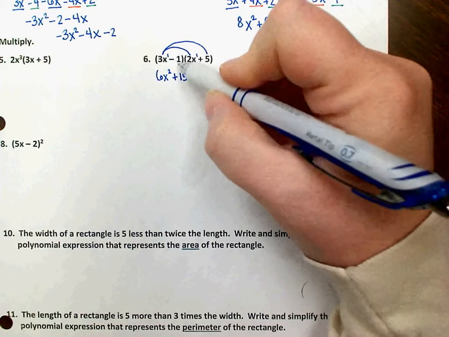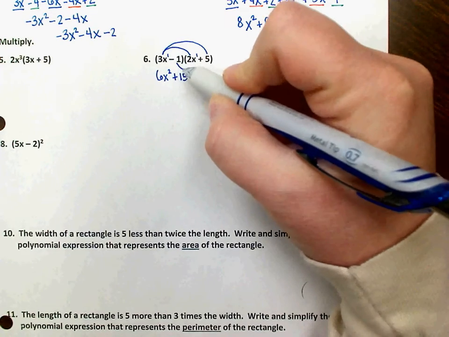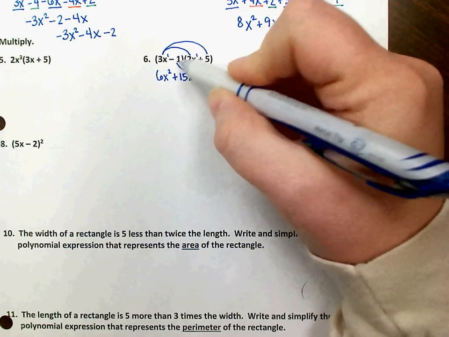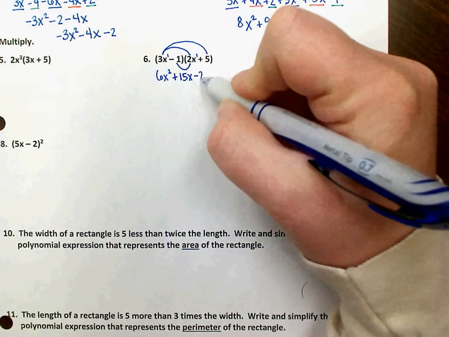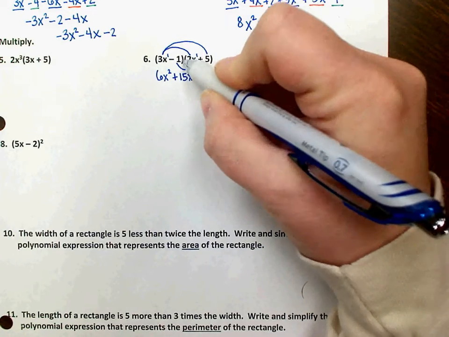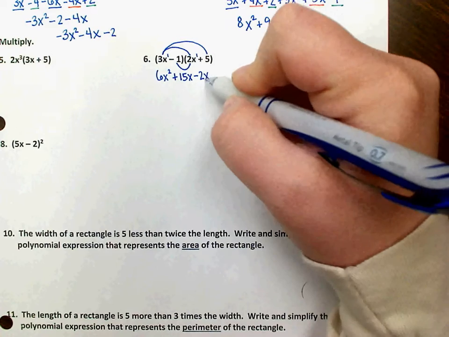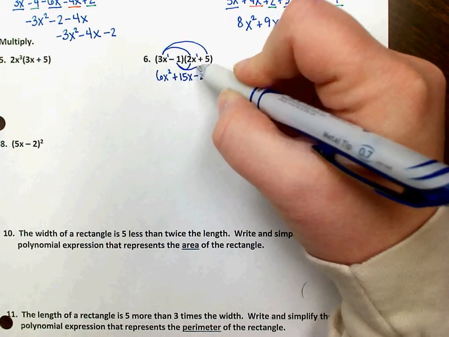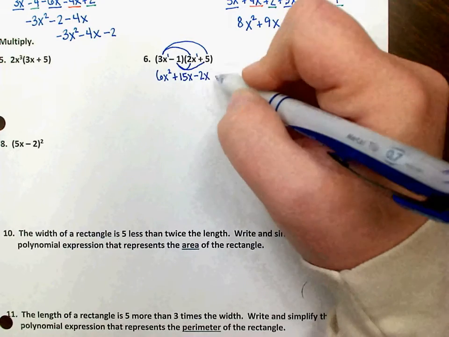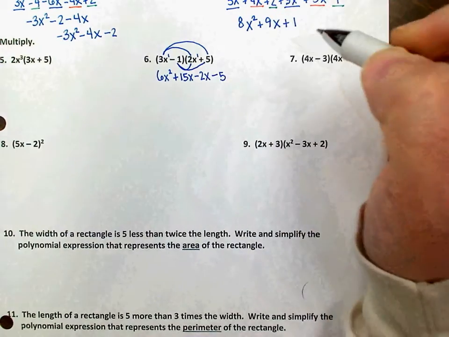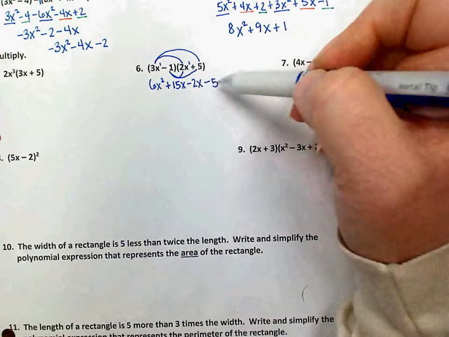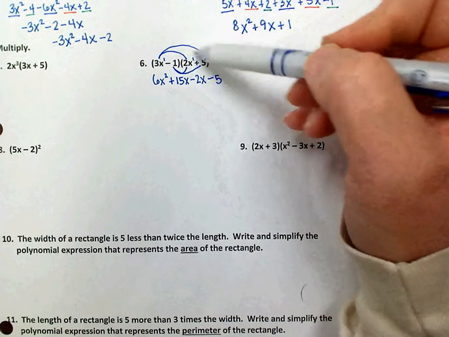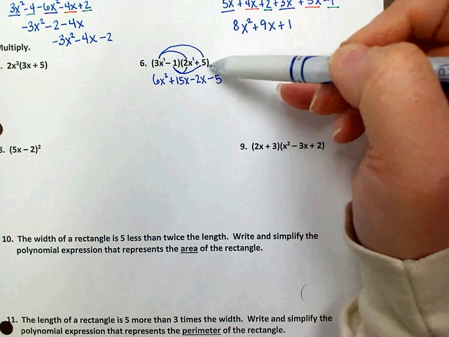Then I have to distribute the negative 1. The negative 1 times the 2x. Negative 1 times 2 is negative 2. I have an x without another x to add exponents to, so I still have an x in that term. Negative 1 has to be multiplied by the 5. Negative 1 times 5 is negative 5. There's my 4 terms, distributing the 3x and distributing the negative 1.